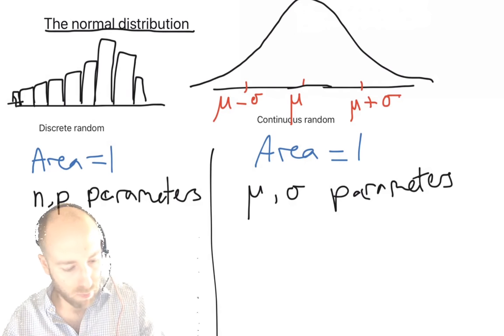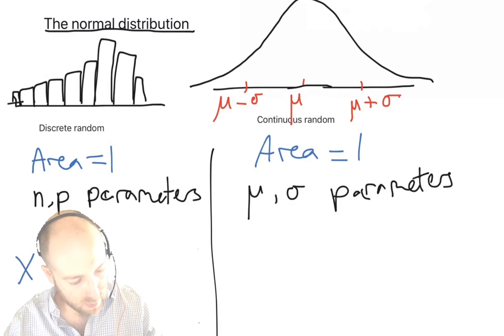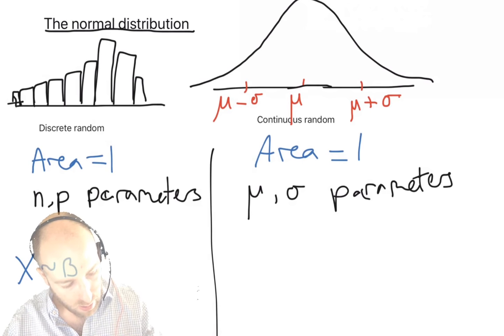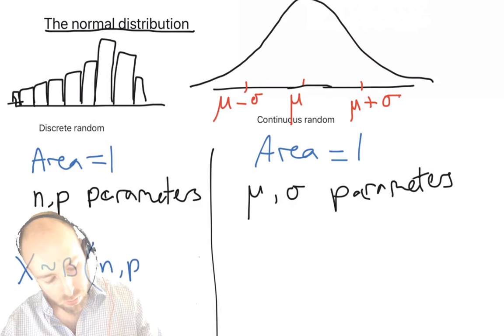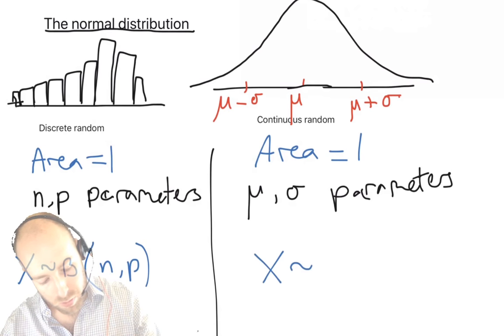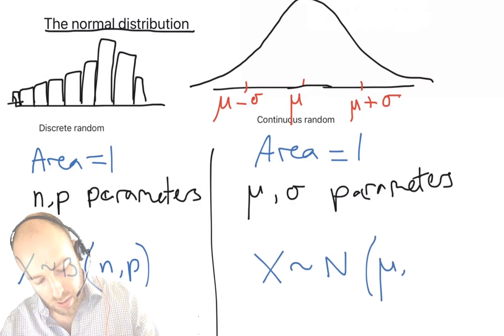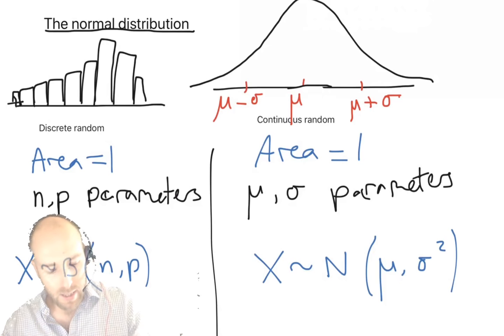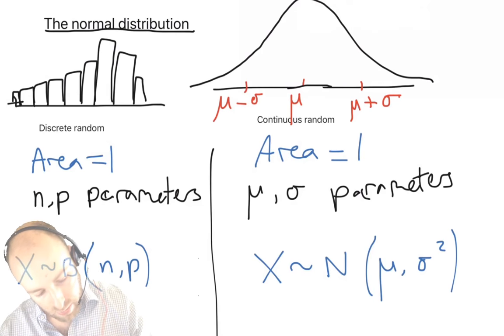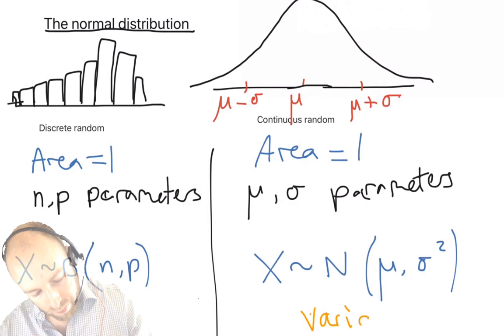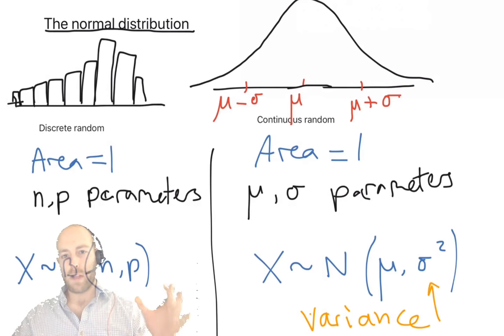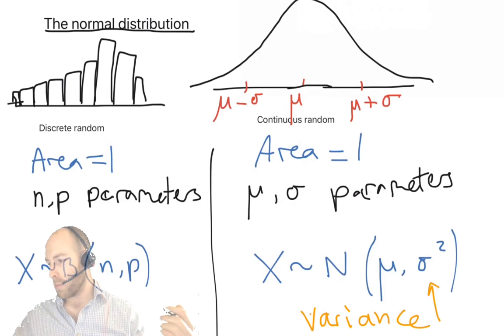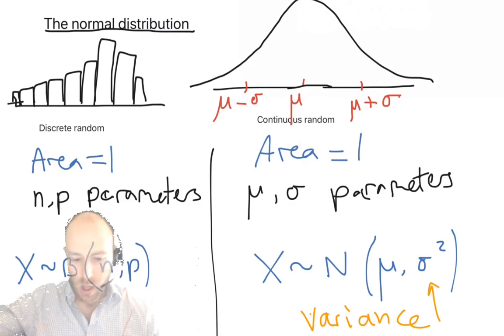Okay, so in both of them, we write the distribution like this: X is distributed as a binomial, n and p. And for normal, X is distributed as a normal distribution, mu and sigma squared. So notice we write sigma squared, not sigma. So what we're actually writing there is the variance. Just bear that in mind, that you often have to square root that number or use just sigma and not sigma squared.